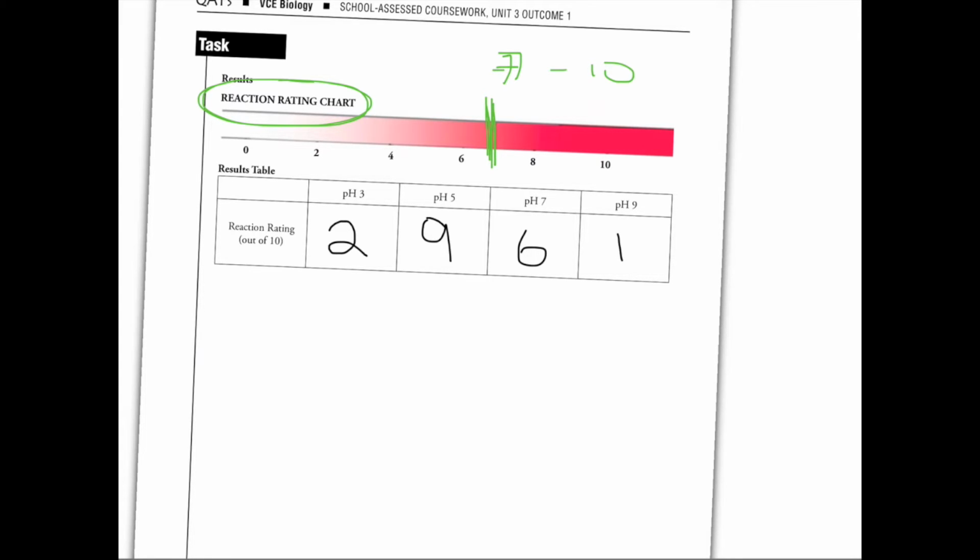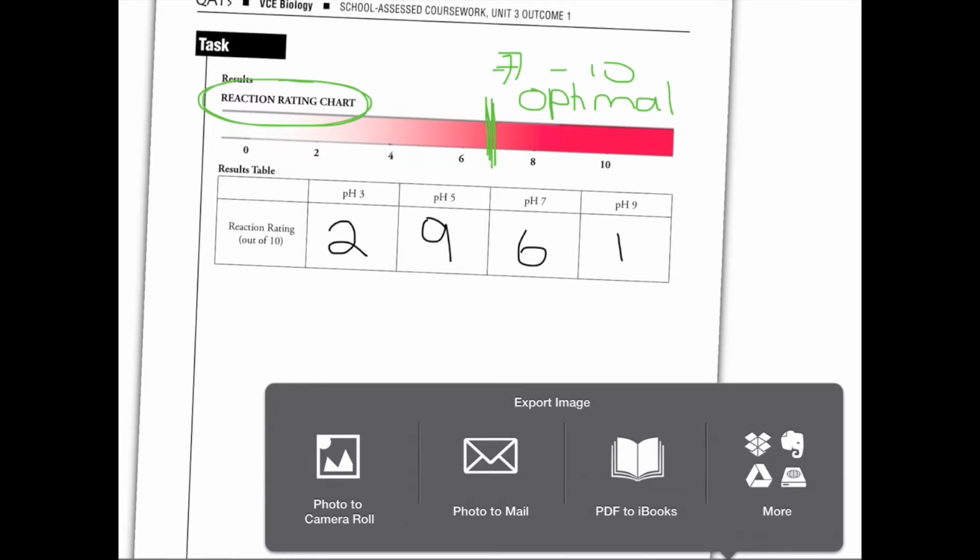Okay, if we have a look at our results, is there anything that we can see that's at the optimal range of pH?